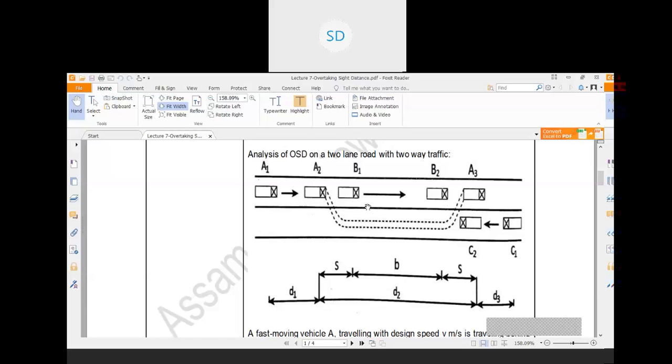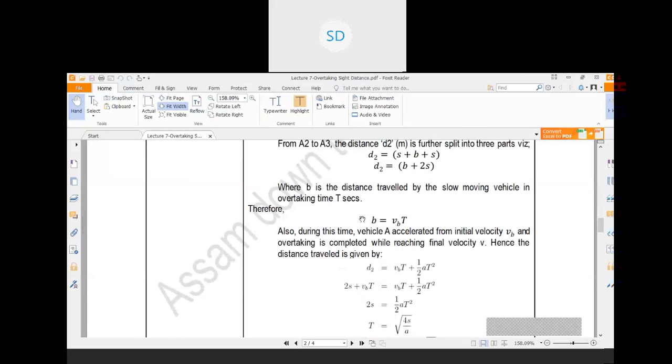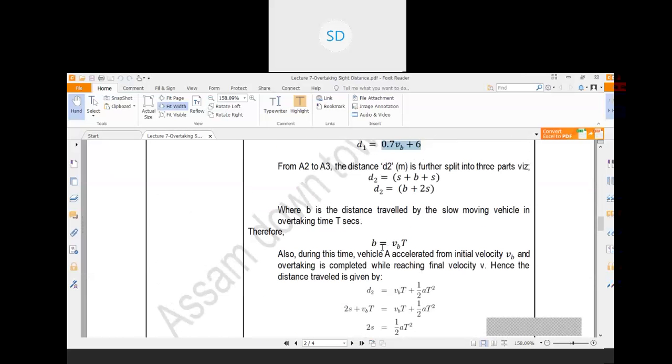So this b can be written as VB, that is the speed of the slow moving vehicle, into capital T, that is the total overtaking operation time. So this has been written over there. So b equals VB into T.